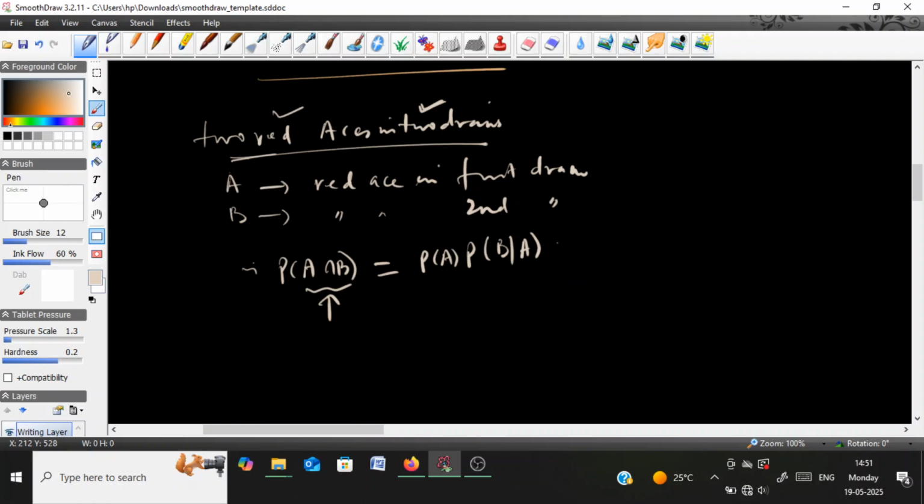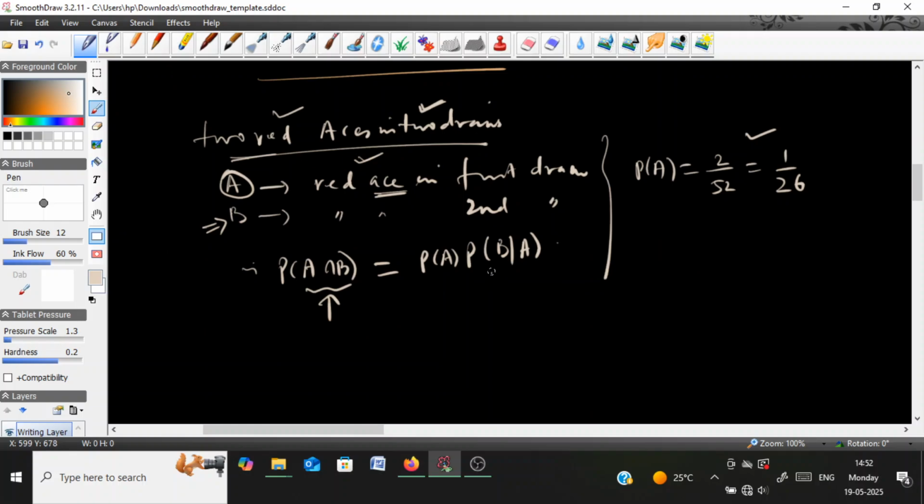Now the first event A, it is basically independent of event B. So probability of A will be 2 by 52, which is 1 by 26. Okay, because we have two red aces out of 52 cards. So the probability that in the first draw you get a red ace is 2 by 52, which is 1 by 26.